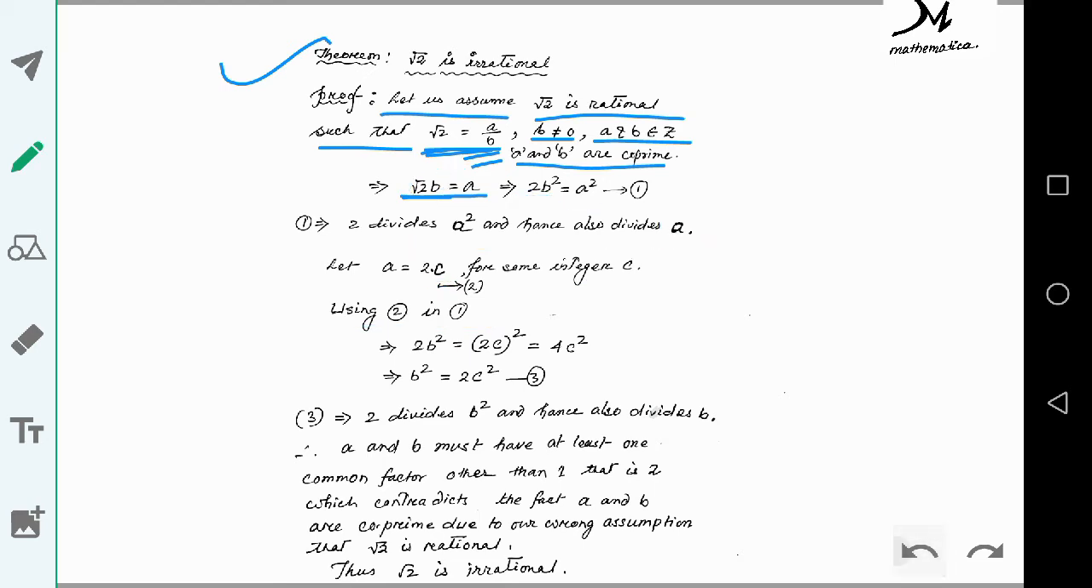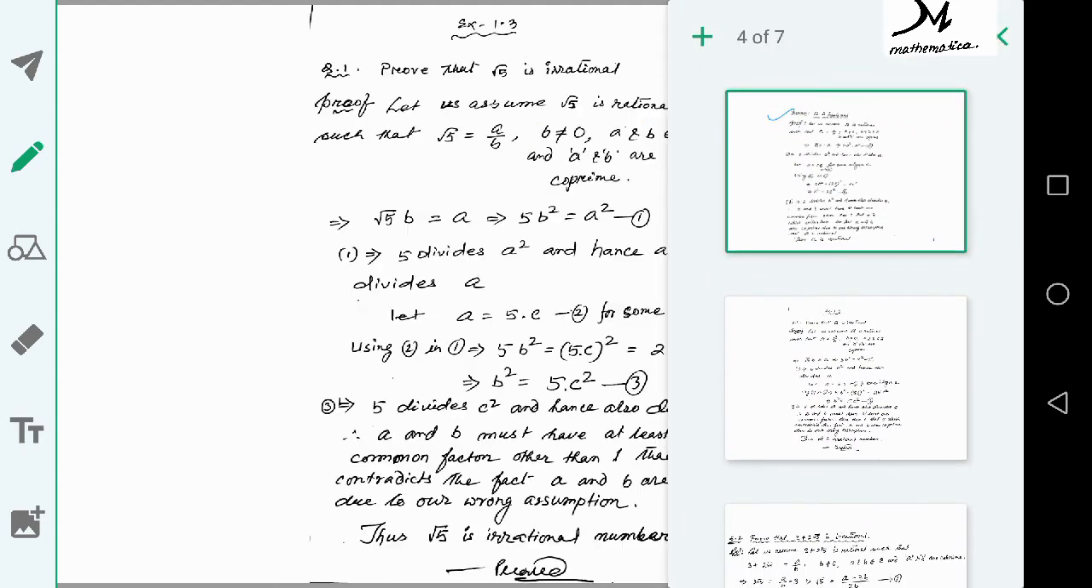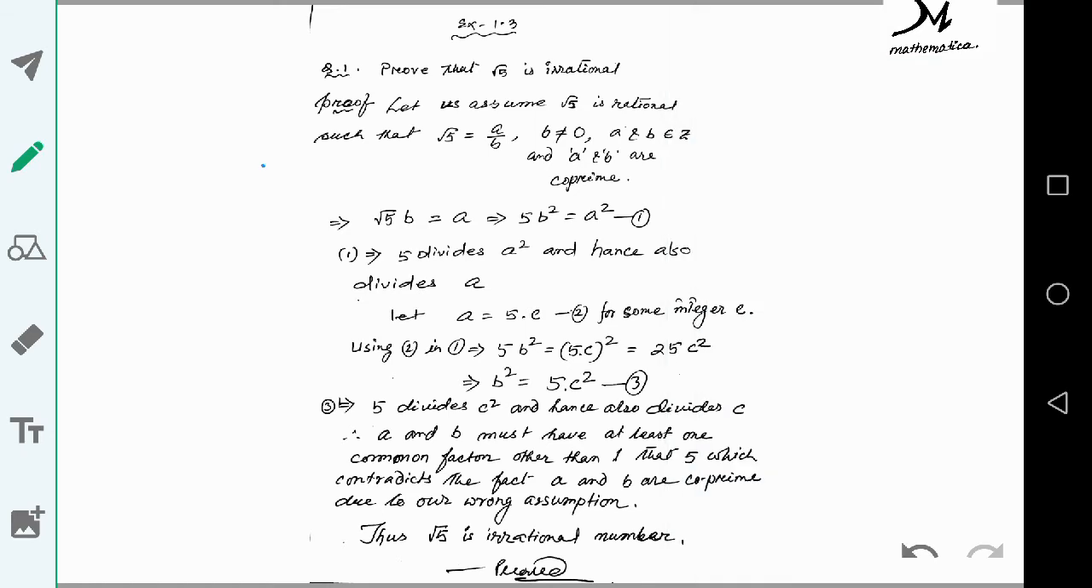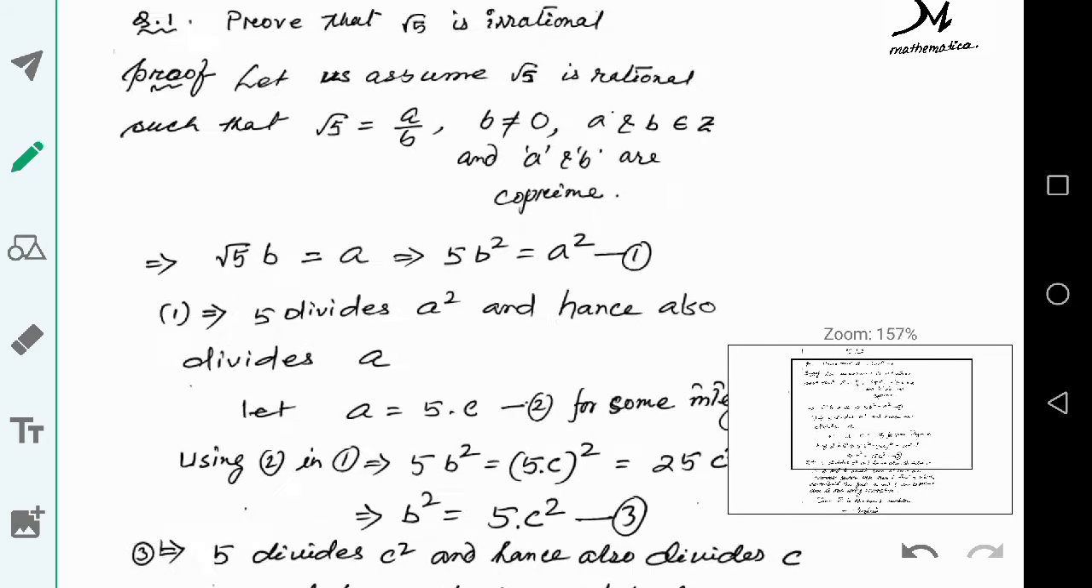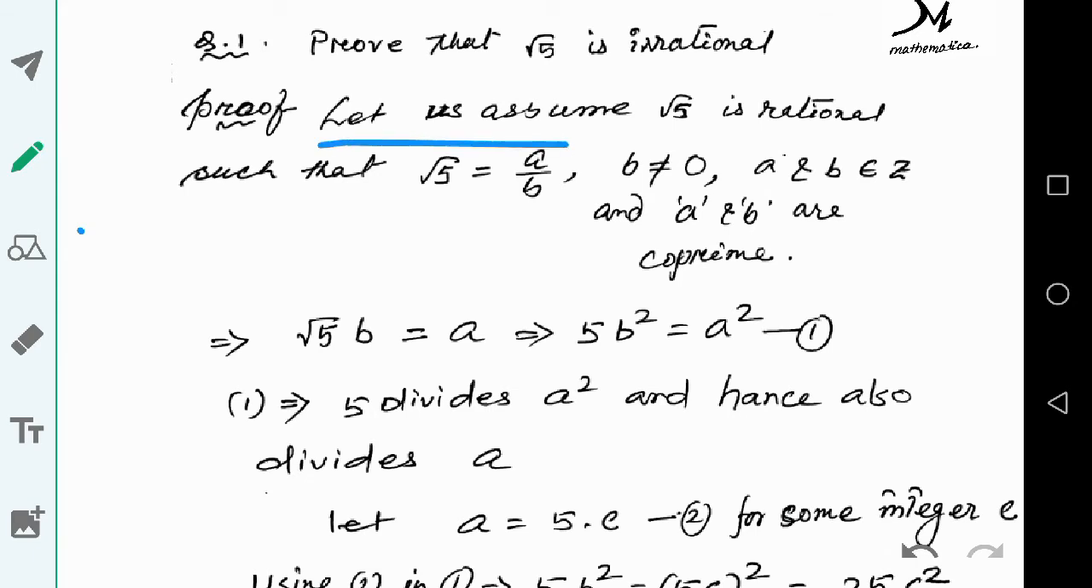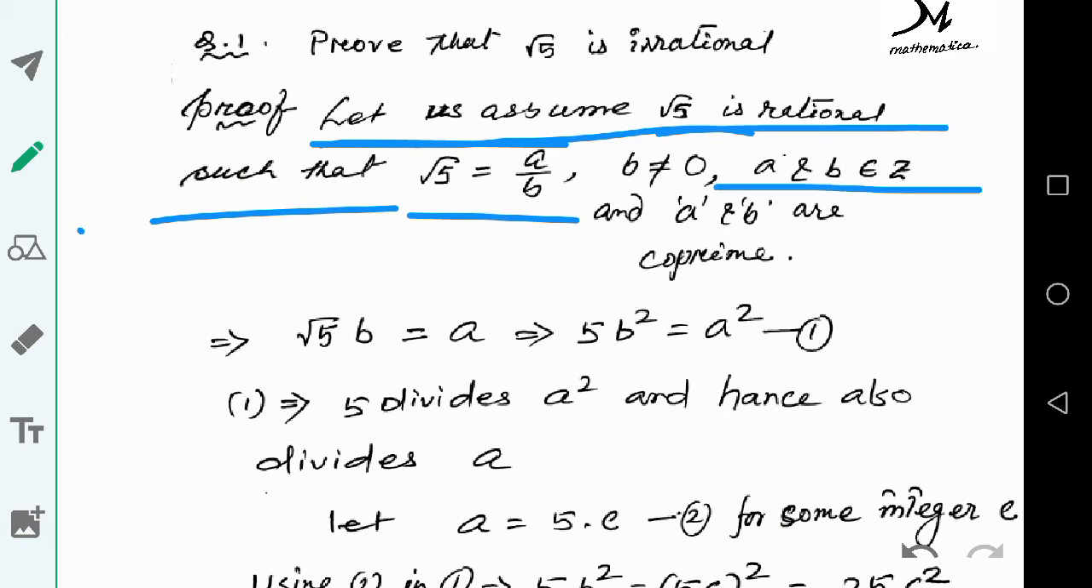Now let me show you how to solve the first question of this exercise. What is the first question? This one: prove that root 5 is irrational. It is similar to the last theorem that we have proved, that root 2 is irrational. So here we have to assume that root 5 is rational, instead of irrational, such that root 5 is equal to a by b, where b is not equal to 0 and a, b belong to Z, meaning they are integers, and they are co-prime. That means they have no common factor.